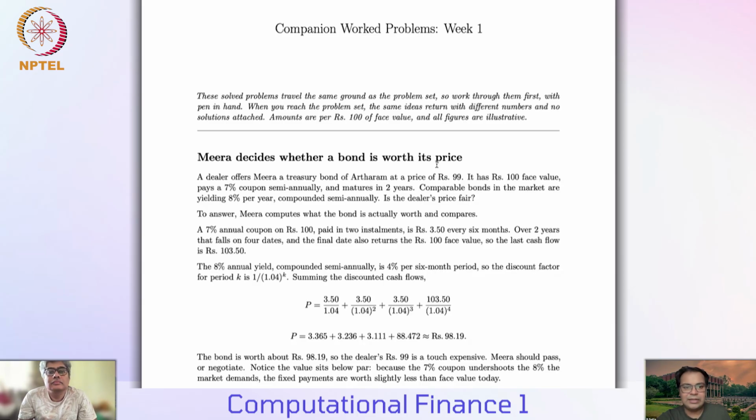And what do we know otherwise? We also know that comparable bonds in the market are yielding 8% per year compounded semi-annually. So the question that we have to answer is whether the dealer's price is fair.